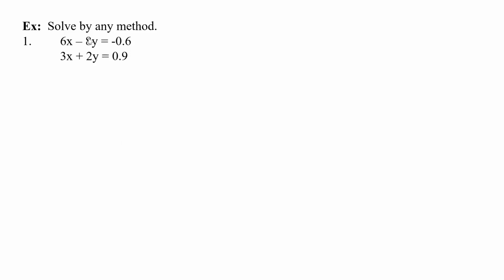And now I see that those are opposite signs, and is there any way I can get rid of the y's? Well, if I multiply this equation times 4, that would give me 8y. Minus 8y is 0, so that's what I'm going to do here. So I have 6x minus 8y equals a negative 0.6, and if I take that times 4, that gives me 12x plus 8y equals, and that's going to give me 3.6.